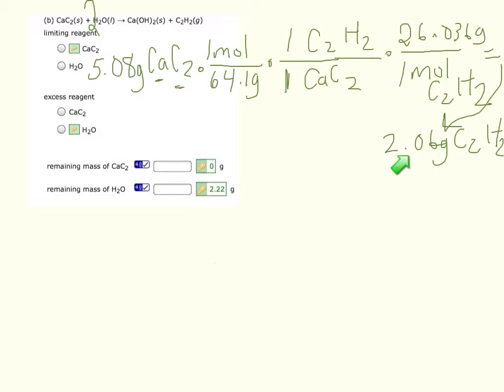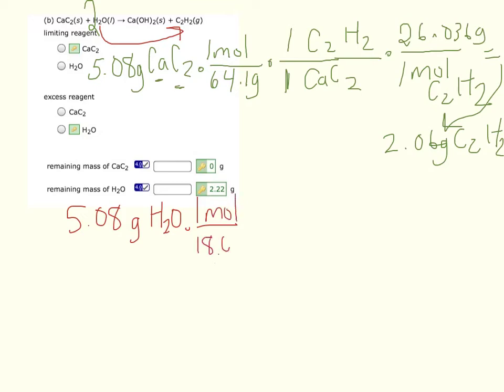Now we're going to move on to the stoichiometry from the water to that one. And again, I just chose that one because it looked like the molar mass was easier to add up. So we'll do 5.08 grams of water, and we'll change that to moles. So 1 mole of that has 18.02 grams. And we'll do the mole ratio. That looks like there's 2 waters for 1 C2H2.